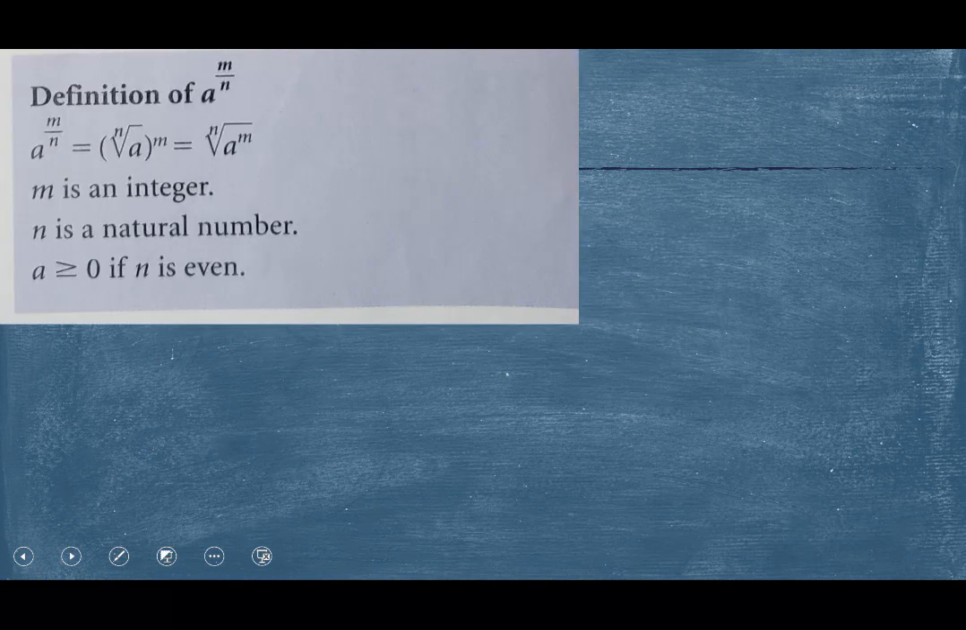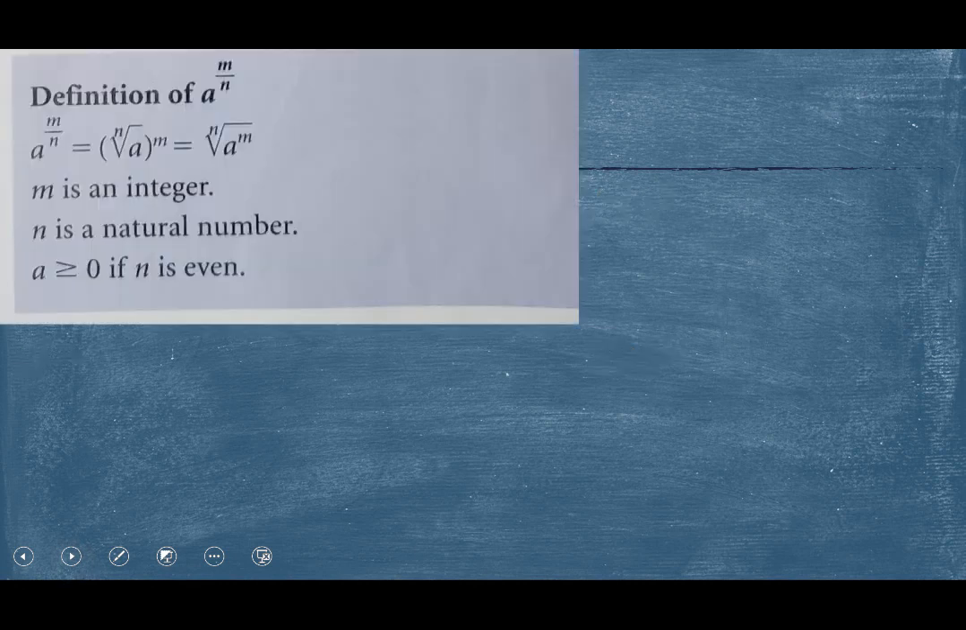The other concept that we'll look at today is m over n. So any fraction, not just 1 over 2, 1 over 3, 1 over 4, 1 over 5, but it could be 2 over 3, 3 over 2. Those are all valid as well. The definition of a to the power of m over n is equal to the nth root of a to the power of m. m has to be an integer, and n has to be a natural number. a has to be greater than or equal to 0 if n is even.